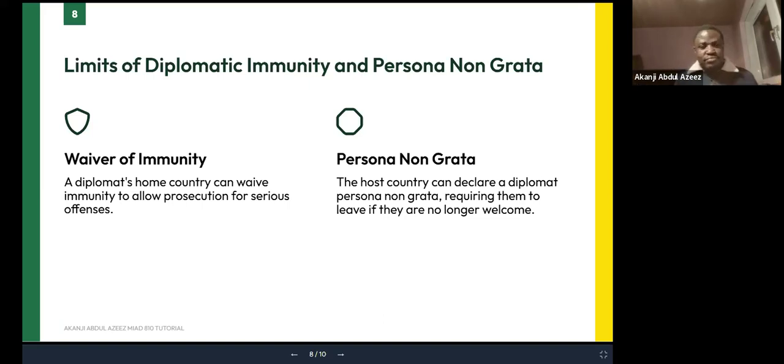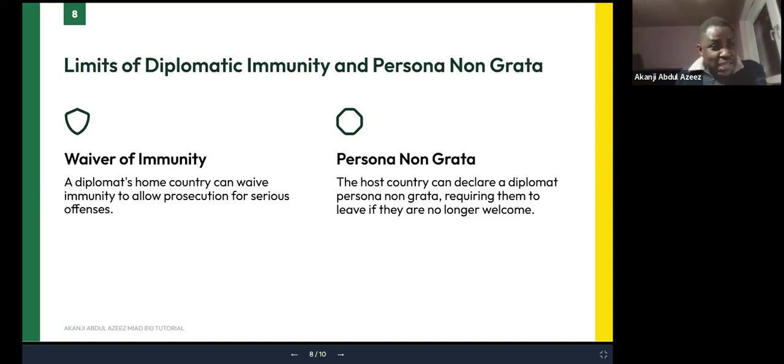That is, you are no more welcome in our country. We don't want you in our country. Listen, they tell you we don't want you in our country. Leave our country. That means if they declare an ambassador or a diplomat persona non grata, they don't want such an ambassador in their country again. That diplomat must leave and go back to his home country.